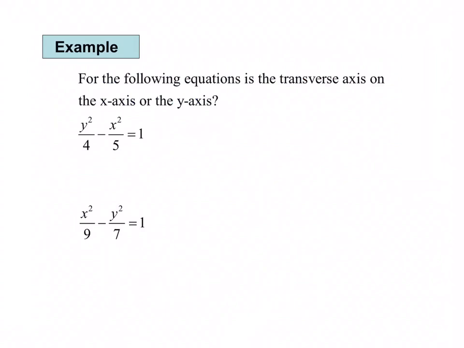So which one of these is vertical, and which is horizontal? Make your choice. Pause here. All right, this one, the y is first, so this one is vertical. And this one, the x is first, so this one is horizontal.